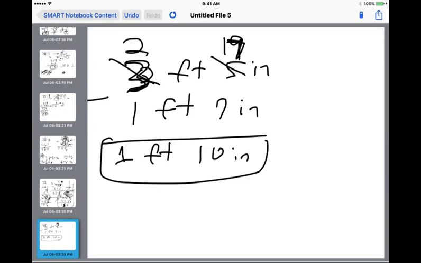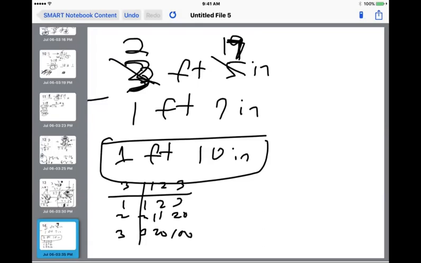Now, multiplication actually works the same way also. Remember I showed you that funny three times table? 1, 2, 3, 1, 2, 3. This looks like 11, but it's really the number 4. This looks like 20, but it's really the number 6. This looks like 100, but it's really the number 9.